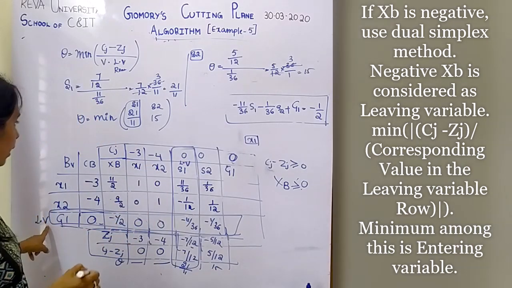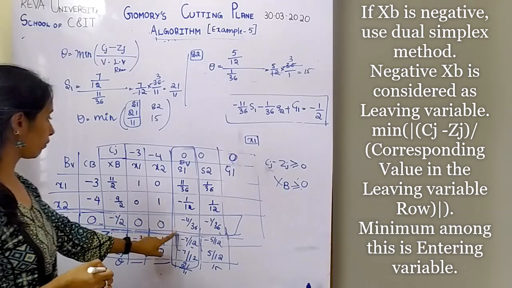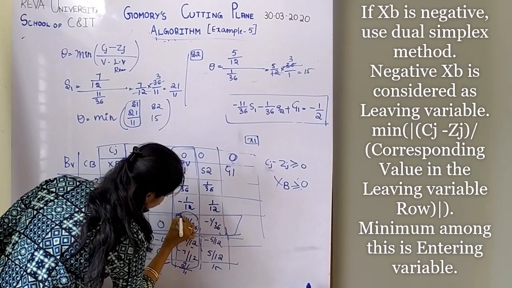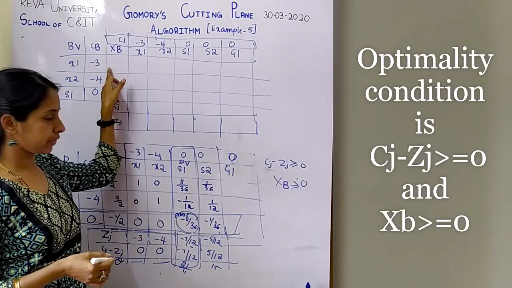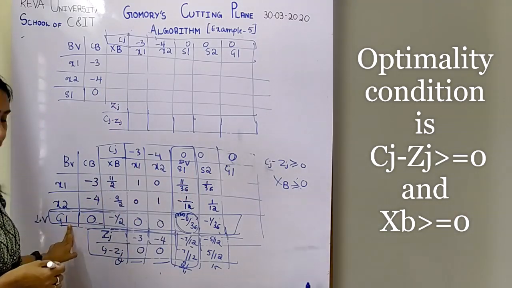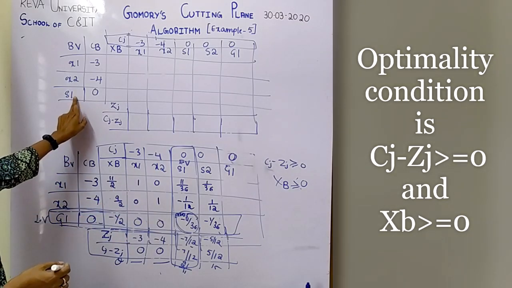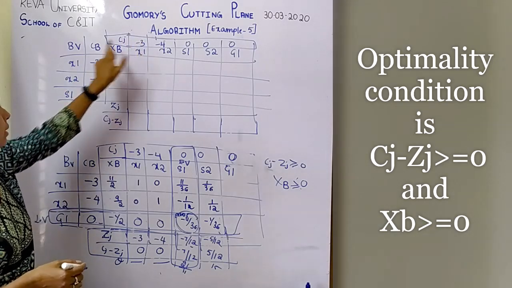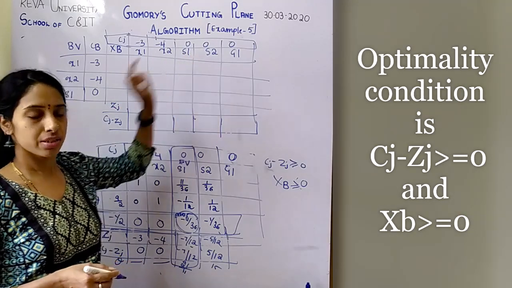And where exactly this leaving variable and entering variable coincide, this is called the pivot value. Next iteration, this is our entering variable, this is our leaving variable. So S1 will enter in the place of G1. That is why S1. What are all the coefficients? X1 coefficient is -3, X2 coefficient is -4, S1 coefficient is 0.